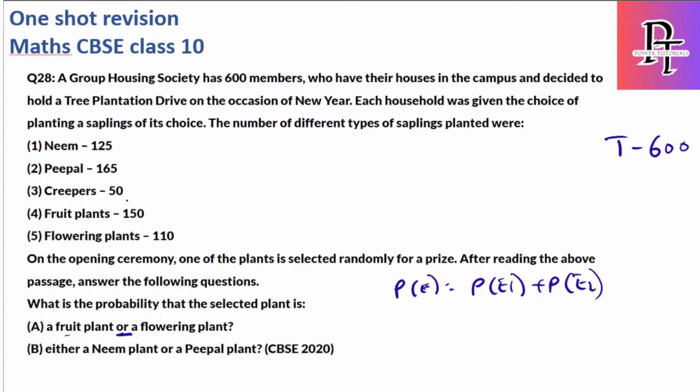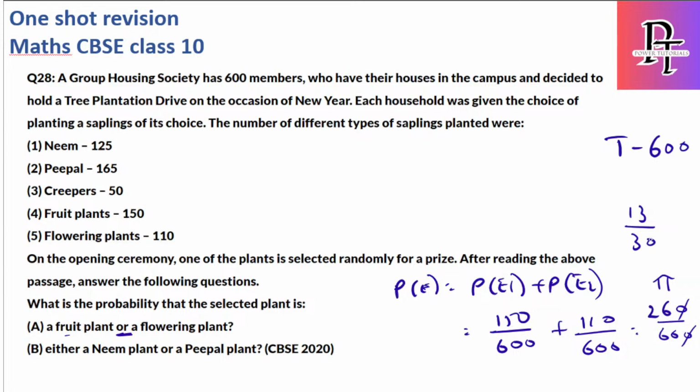Fruit, how many are mentioned? 150. So fruit plant probability is 150 winning, but total is 600, plus what is the second plant? Flowering plant. Flowering plant, how many are mentioned? 110. So it is 110 by 600. So the answer should be 260 by 600. So 0 0 cancel. If I divide by 2 it becomes 13 by 30. So 13 by 30 is the answer for the first question.